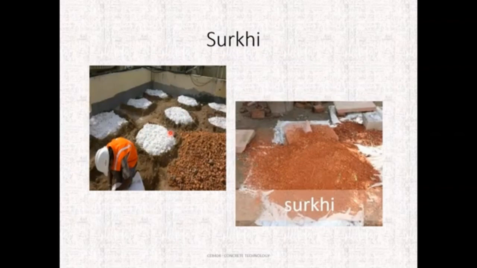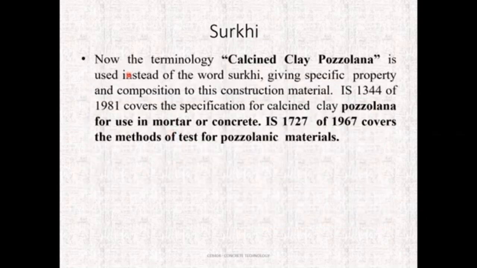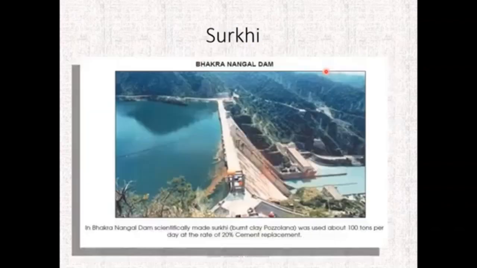Surkhi, which is burned at higher temperature, forms metakaolin. They are also called calcined clay pozzolana. It is used instead of surkhi. Surkhi has been used in the construction of the Bhakra Nangal Dam.